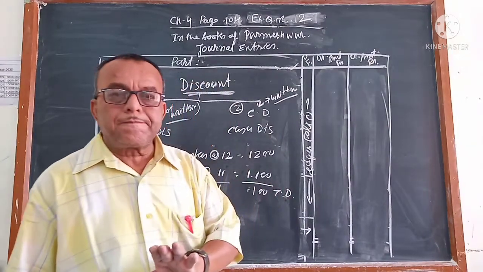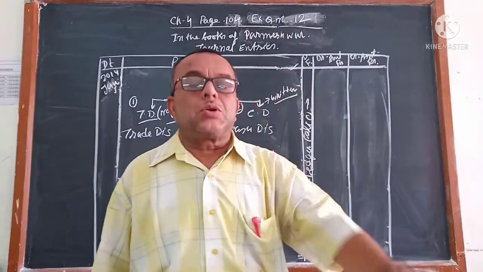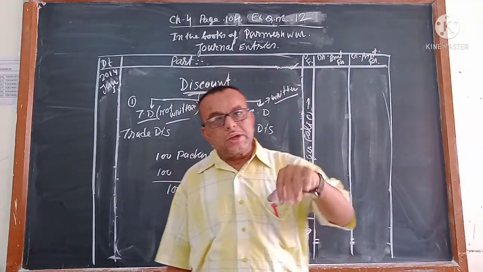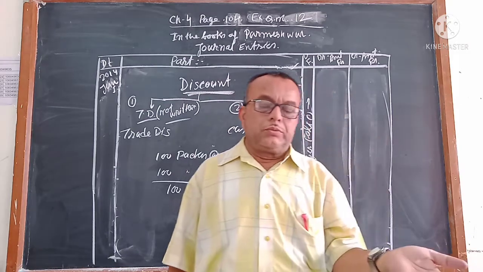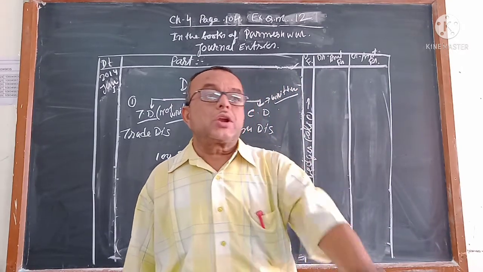Now the question is there. Again you may claim one more discount, which is called cash discount. Cash discount, how will you claim? You will say, I will pay all the money now. Will you give me one more discount, which is called cash discount?